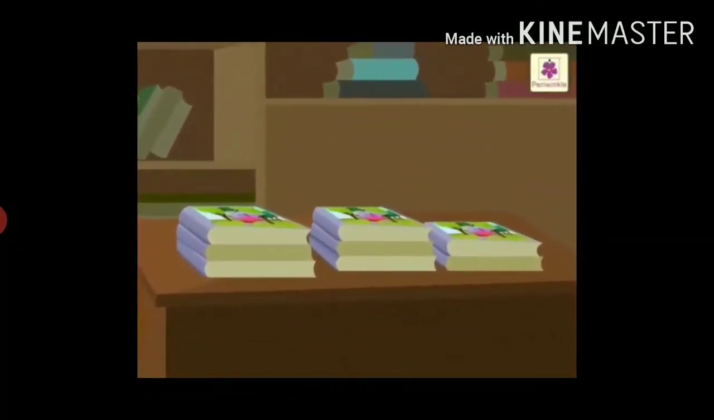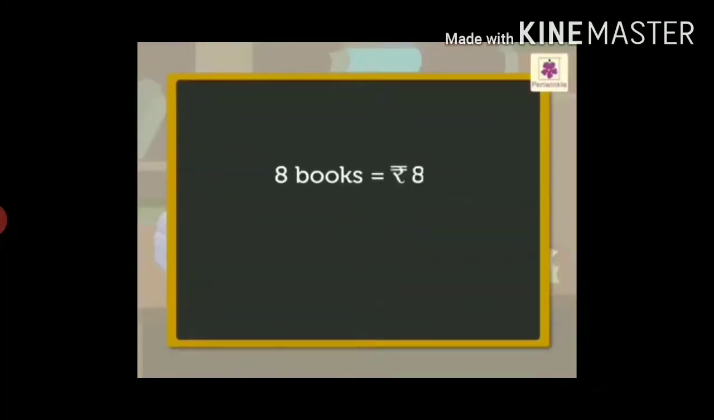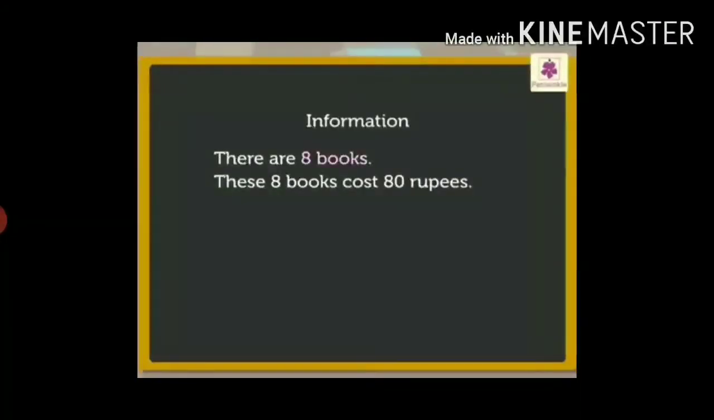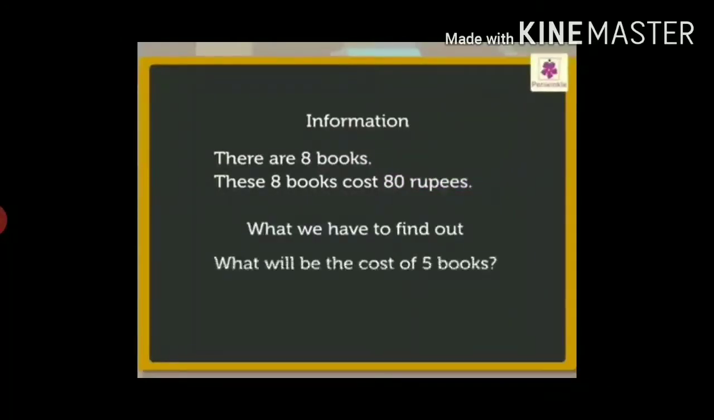I have to buy some books. There are 8 books here. These 8 books cost 80 rupees. But I need only 5 books. So, let's find out what will be the cost of 5 books. First, let's see what information we have. There are 8 books. 8 books cost 80 rupees. Now let us see what we have to find out. What will be the cost of 5 books?